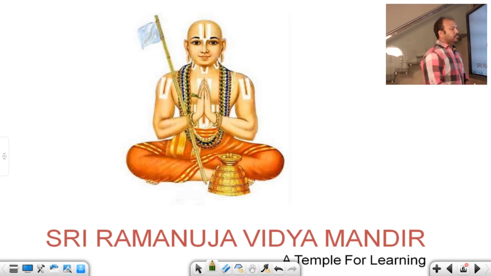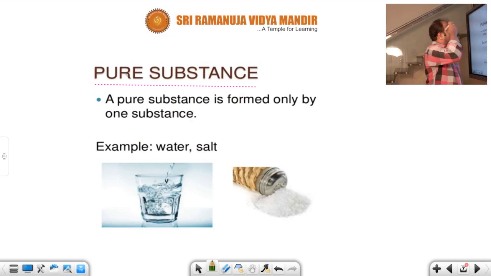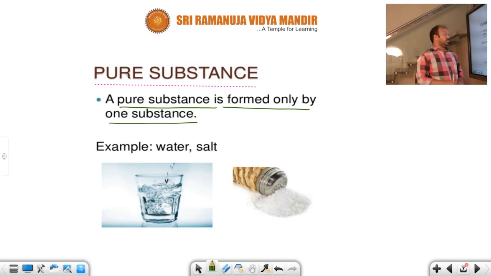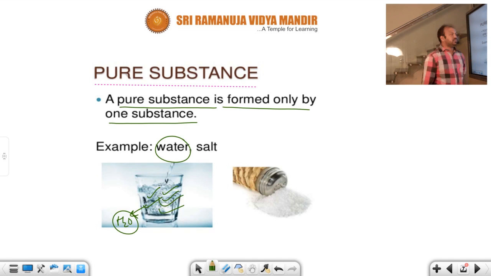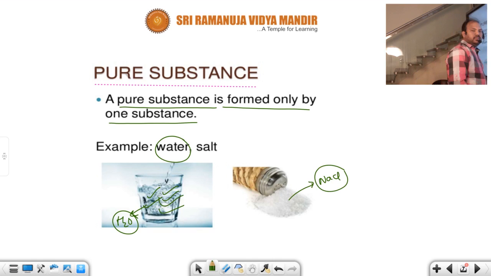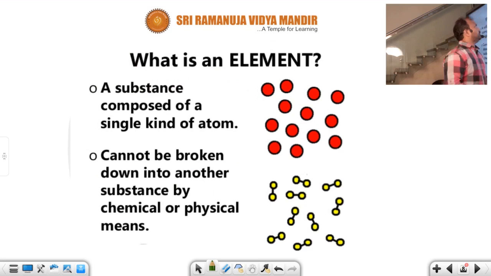Only one kind of matter is present in it. A pure substance is formed by only one substance. For example, if you take water, the entire sample has only H2O molecules present in it. If you take table salt, only NaCl is present in it. That type of substance is called a pure substance.